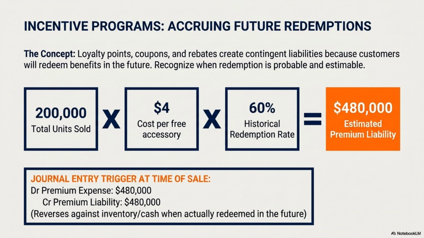The journal entry: debit premium expense for $480,000. Credit premium liability for $480,000. This expense hits in the same period as the sales that generated it. That is the matching principle doing its job. When customers actually redeem their coupons in future periods, you debit the premium liability and credit inventory or cash. The liability unwinds as redemptions occur. The key variables to update at every reporting date are the historical redemption rate and the cost per redemption. If your 60% assumption turns out to be running higher, the liability needs to increase prospectively.